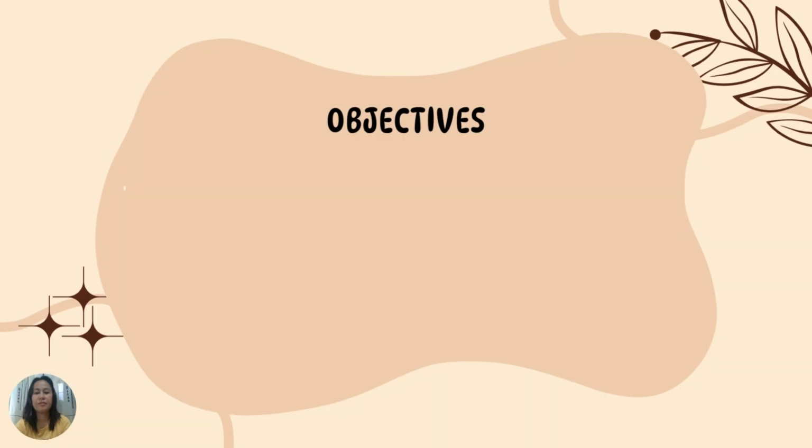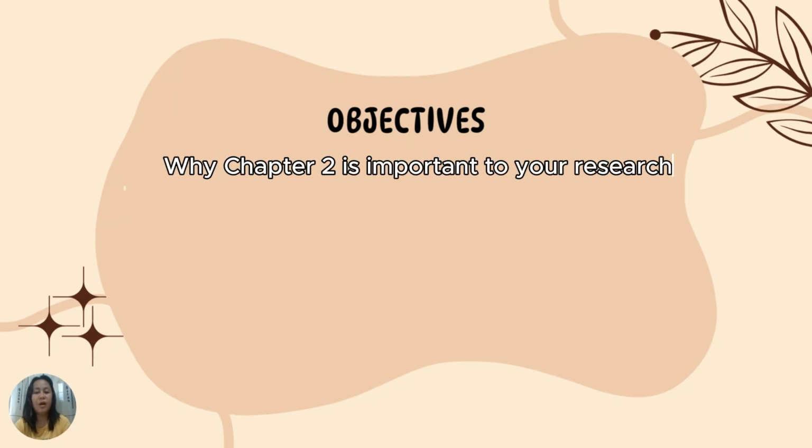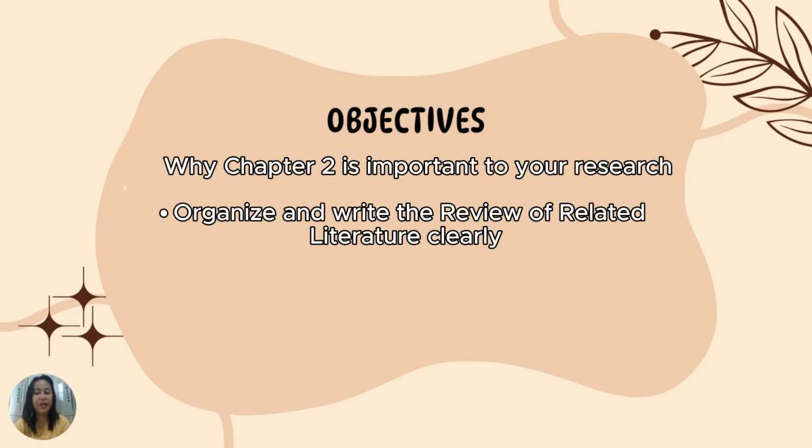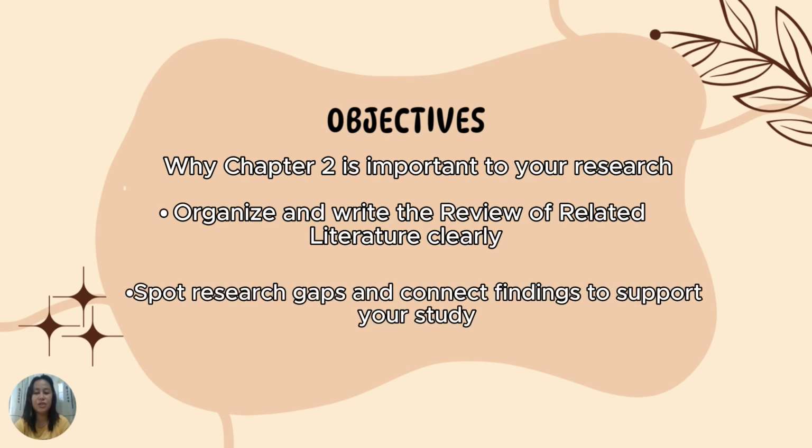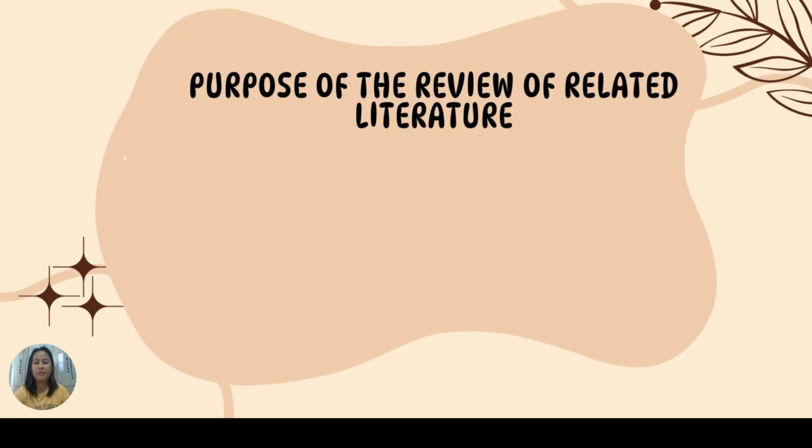Today we'll go step by step through how to organize, prepare, and write this important section. By the end of this session, you'll be able to understand why chapter 2 is important to your research, organize and write the review of related literature clearly, and spot research gaps and connect findings to support your study. That's it for the objectives of Chapter 2. Keep these points in mind as we move forward. They'll guide you in writing a clear, well organized review of related literature.